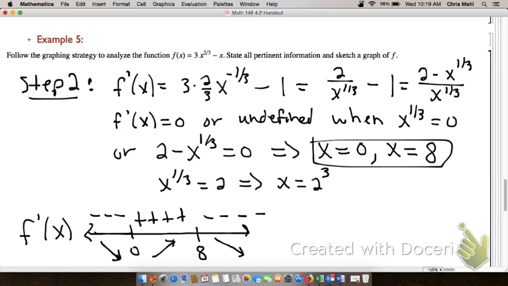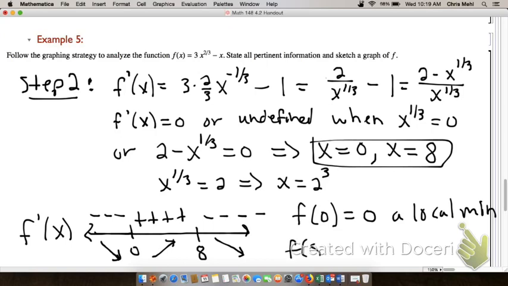And then that means that you also know that f of 0 equals, well, you plug 0 into the original function. Look back, f of x is 3 times x to the 2/3 minus x. If you plug in 0, you get 0. That's going to be a local min, because the derivative changed from negative to positive.